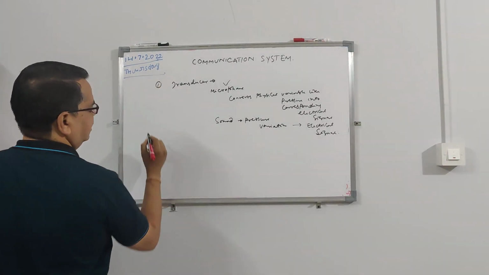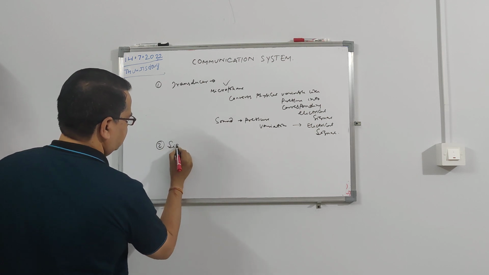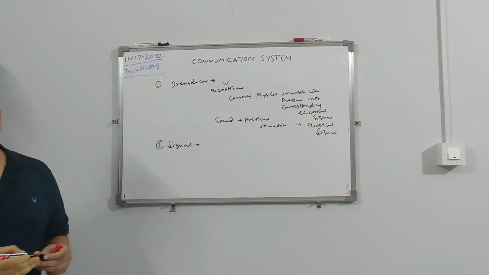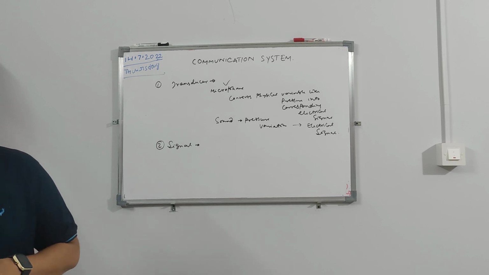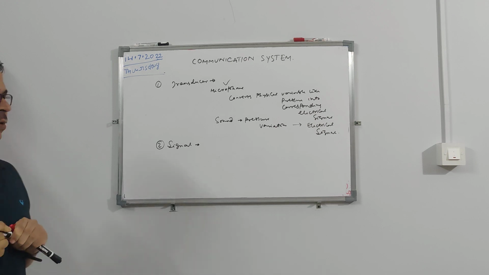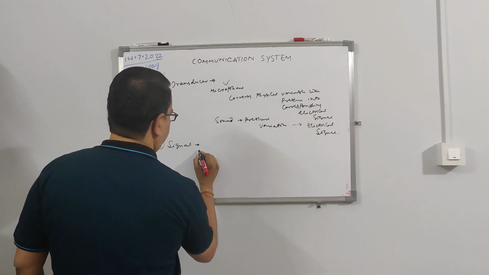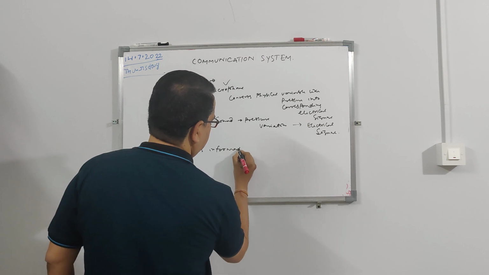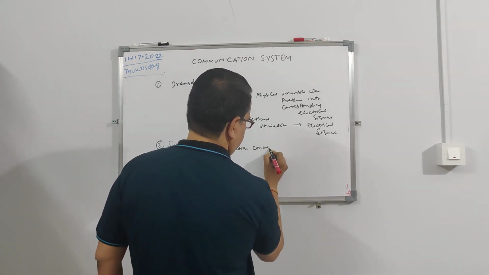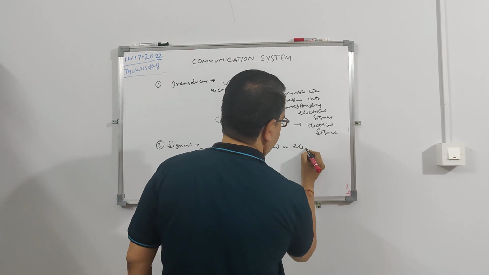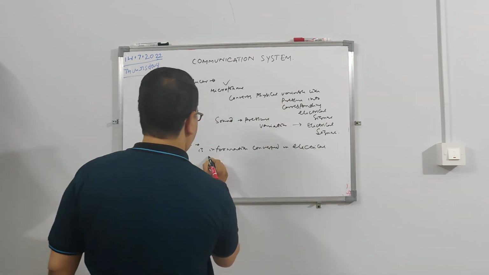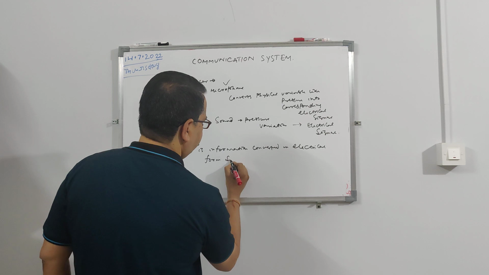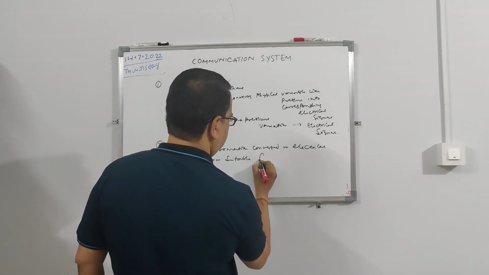Then what is a signal? We have converted it into an electrical signal. So that is a signal. A signal is information converted into electrical form and suitable for transmission.